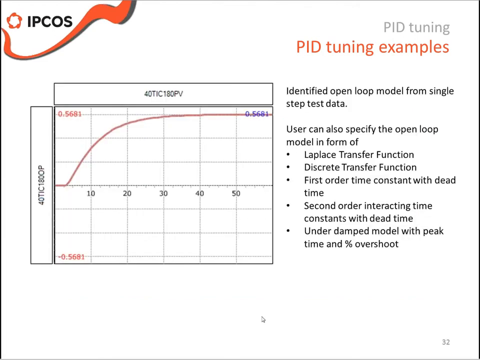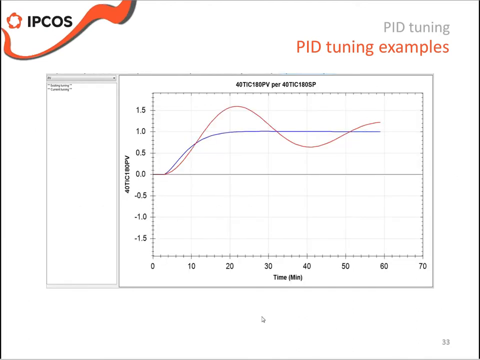This model can also be specified in transfer function form with the time constant and the usual different mechanisms. So if you don't have data, by looking at the DCS screen of the trend, if you know the dead time, time constant and gain, you can just enter that information directly and use that as the starting point for your model.